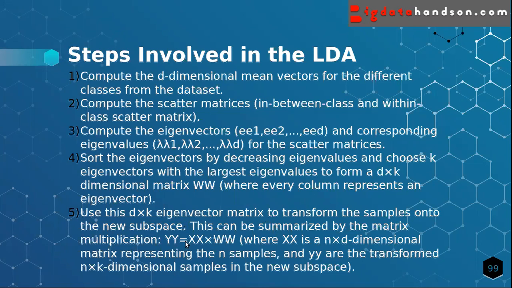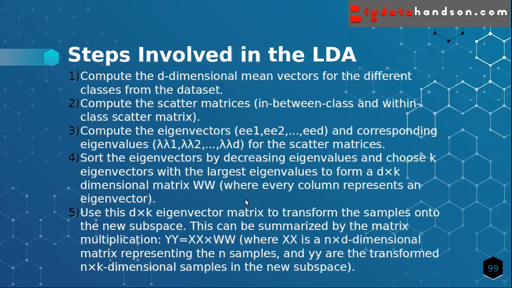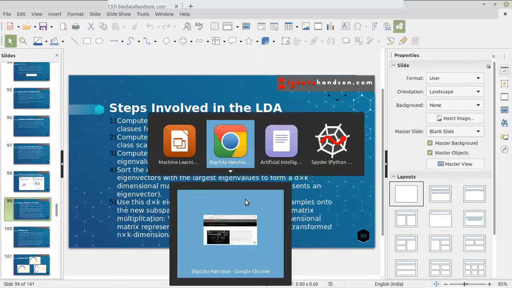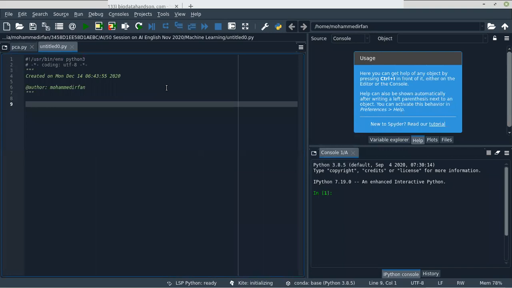This can be summarized by the matrix multiplication Y = X × W, where X is the n×d dimensional matrix representing the n samples, and Y are the transformed n×k dimensional samples in the new subspace. That's it for linear discriminant analysis. Let's see the implementation here. So now we'll create a new file and save this file.